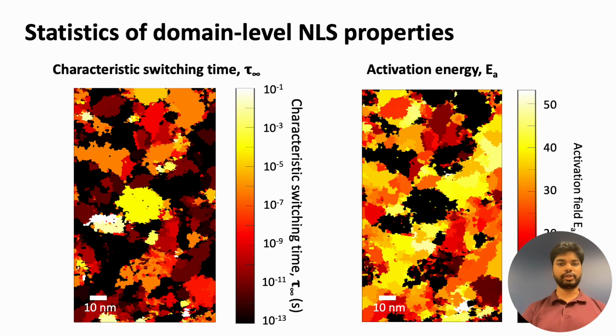Repeating this fit for every domain within the field of view, we obtain spatially resolved maps of the activation energy and the characteristic switching time across the entire sample. Both are strongly heterogeneous, with the characteristic time spanning more than 10 orders of magnitude across the sample. This is the microscopic origin of the wide switching distributions that are normally fitted phenomenologically at the device level when we characterize them electrically.